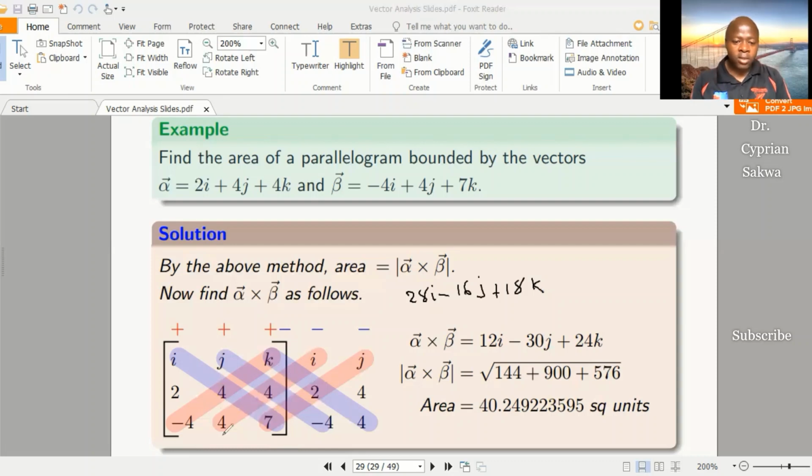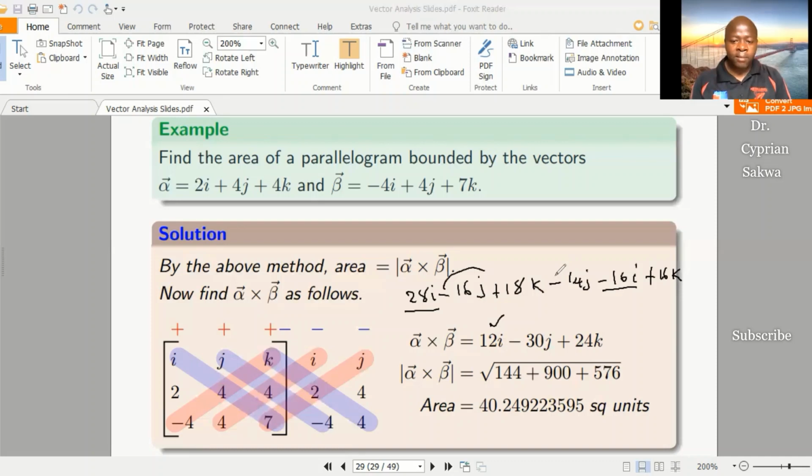And then we also have these other diagonals in red. They're running from top right to bottom left. We multiply along these diagonals and subtract the result. So for instance, this will be 14j, so we subtract 14j. And this one will be 16i, subtract 16i. And this other one will be -16k. When I subtract -16k, what I get will be +16k. And then collecting like terms, 28i minus 16i gives me 12i.